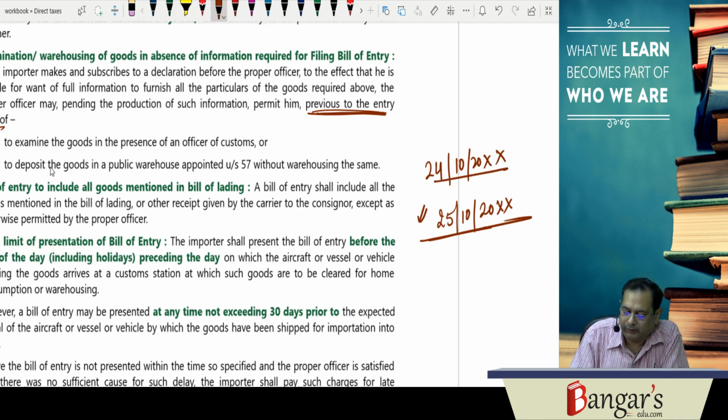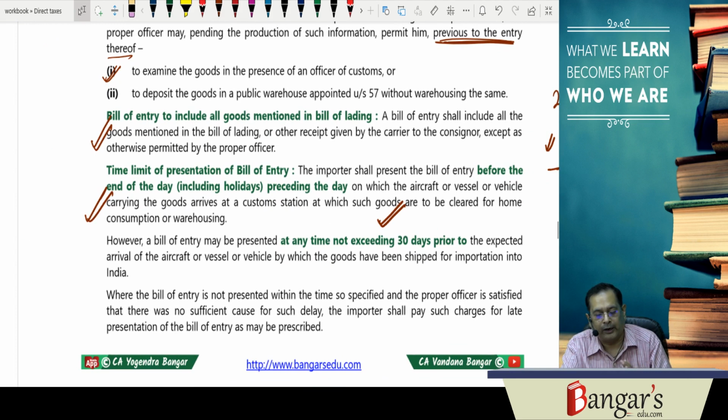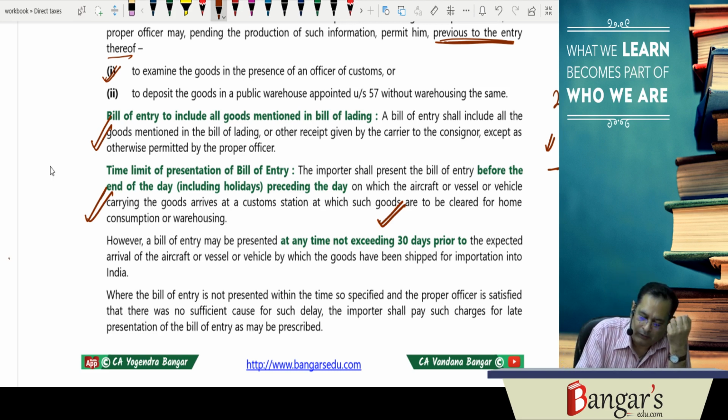The bill of entry. So the bill of entry must be presented before the end of the day, including holiday. It's not excluding holiday, including holiday, preceding the day on which the aircraft or the vessel or vehicle carrying the goods arrives at the customs station, at which the goods are to be cleared for home consumption or warehousing.